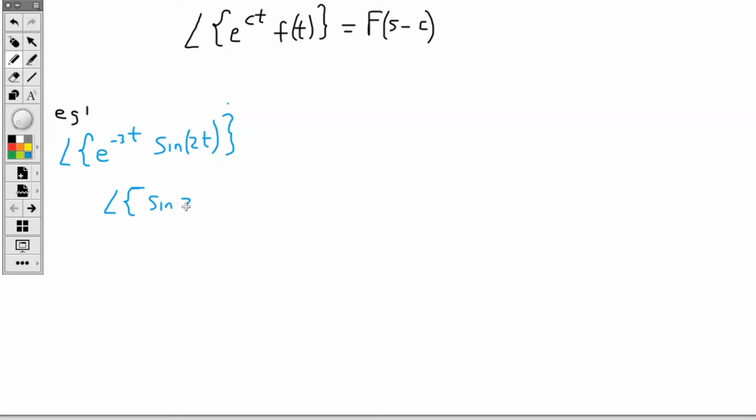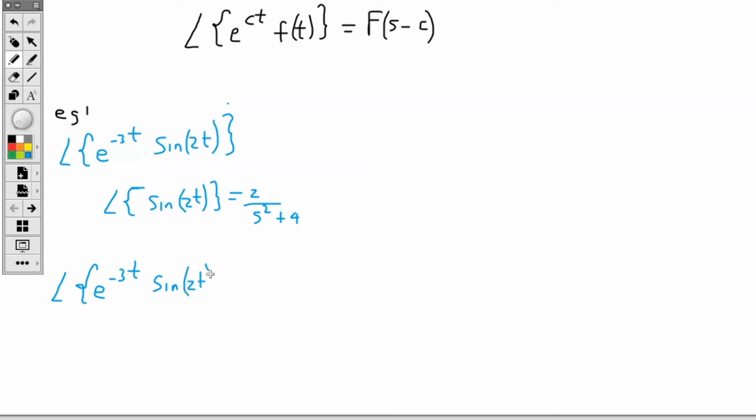Now let me go ahead and find the transform of sine 2t. The Laplace transform of sine 2t will give me 2 over s squared plus 4, because I square the 2 to get 4. Now this is the Laplace transform of sine 2t, but what we're finding is the Laplace transform of the exponential function being multiplied by sine 2t.